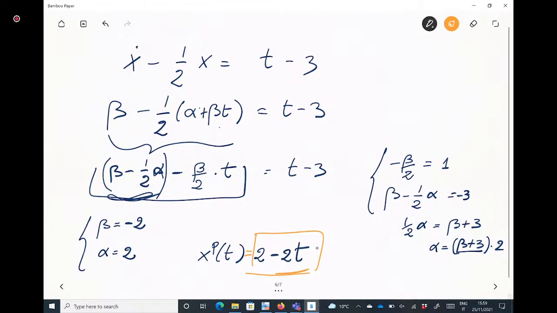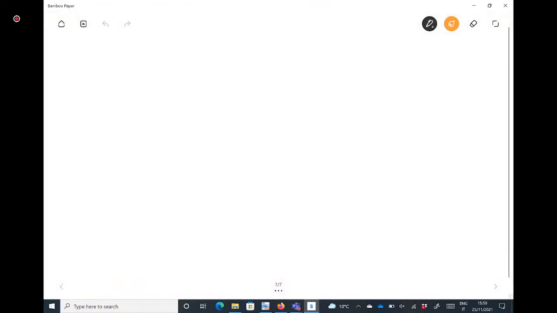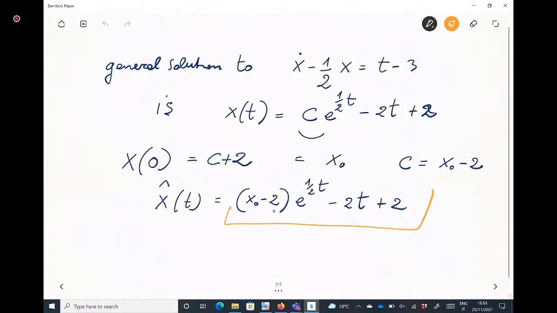This solution is a trajectory. It is a linear trajectory. It's one among the infinitely many possible solutions. It's a very simple trajectory: 2 minus 2t. When t is equal to 0, it starts from 2. So at time 0, this very particular solution that we found, that plays the role of the steady state, it's not a steady state because it is not constant, but it plays the role of a kind of long-run solution, starts from the level 2, which is precisely the level that appears here.